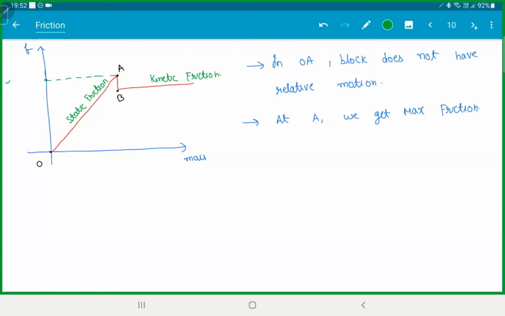So this is called F static max. Then once you cross B in AB, why does the sudden drop happen? Once you reach the maximum value, if you try to apply a little more, the friction suddenly drops. The reason friction drops when the surfaces move.